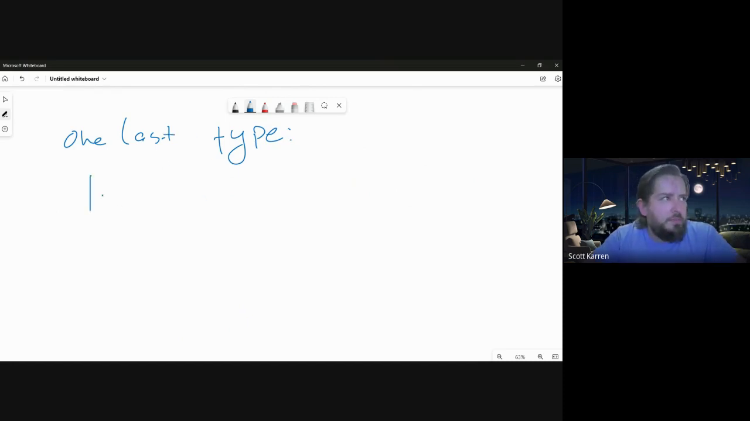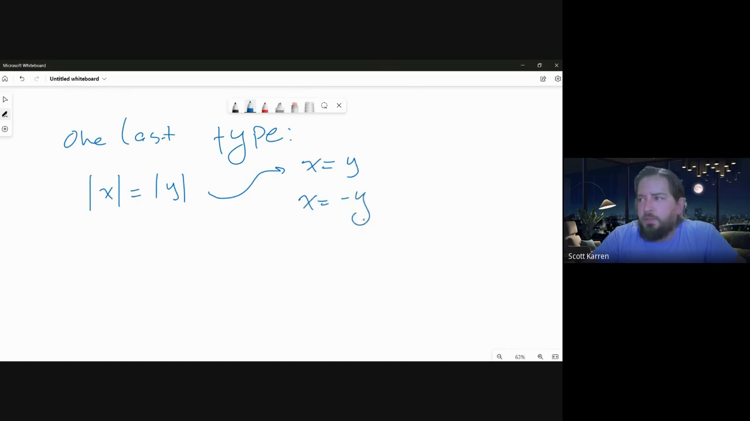So if I have, say, the absolute value of x equals the absolute value of y, right? X could be positive and x could be negative, and y could be positive and y could be negative. So this tells me a couple of things: that either x is equal to y, they're the same value, or x is the opposite value of y. And that's the only two cases I have to consider.